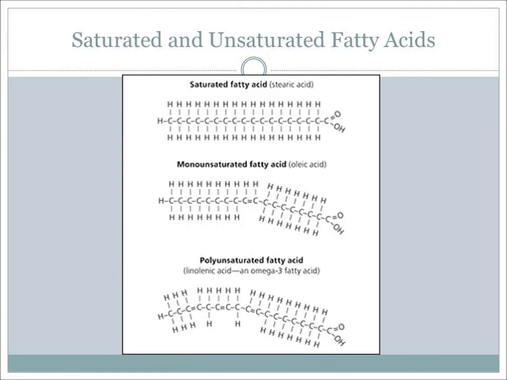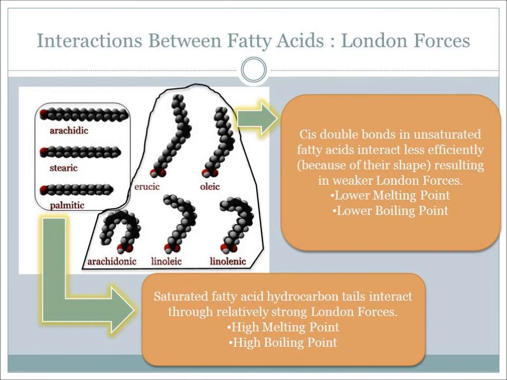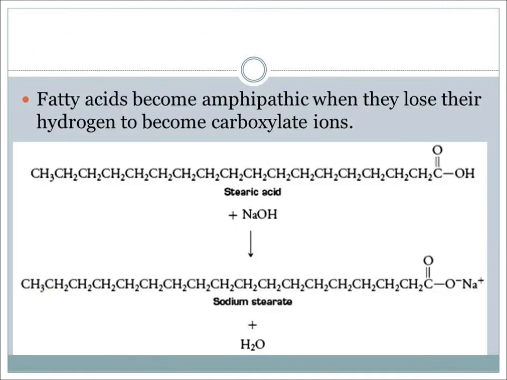Here are more examples of saturated and unsaturated fatty acids, drawn out in a more clear view. In this slide, we talk about the cis double bonds in unsaturated fatty acids and how they interact less efficiently due to their shape, resulting in weaker London forces, which also results in a lower melting point and boiling point. For saturated fatty acid hydrocarbon tails that interact through relatively strong London forces, they have a high melting point and a high boiling point. Fatty acids become amphipathic when they lose their hydrogen to become carboxylate ions.